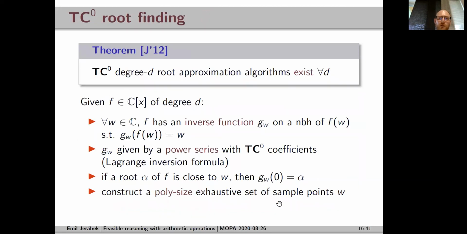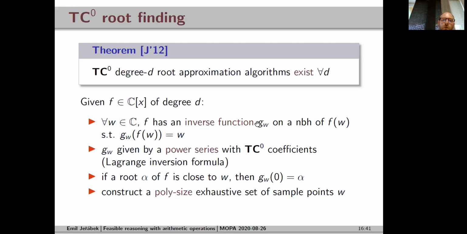So first of all, there exist TC0 algorithms that approximate roots of constant degree polynomials. One can prove this using some kind of elementary complex analysis. The idea is that if we have this polynomial, then we can locally invert it, consider its inverse function on some neighborhood of a given point. And this inverse function will be given by a power series, and one can check that the coefficients of the power series will be computable in TC0. They are given by the Lagrange inversion formula.